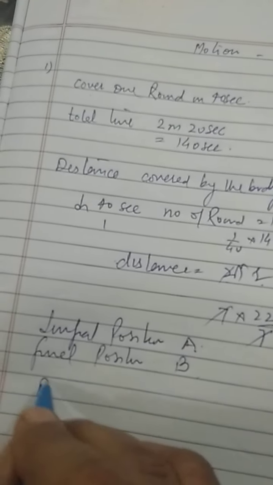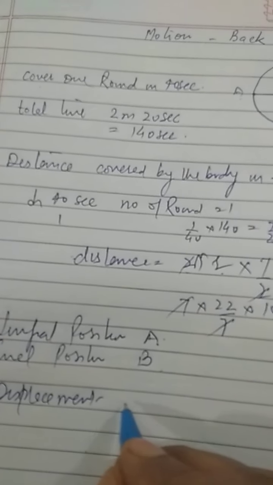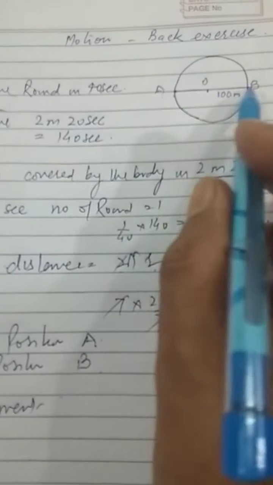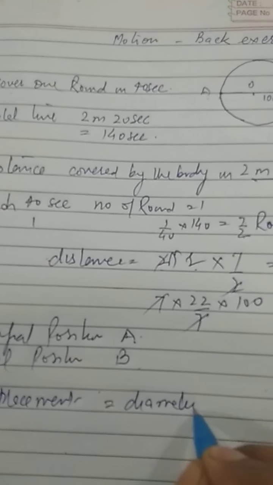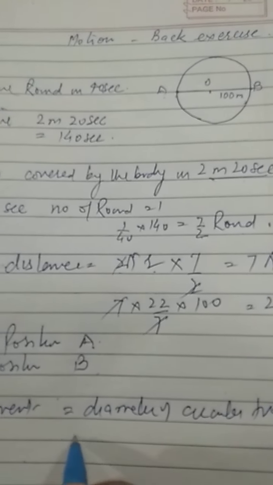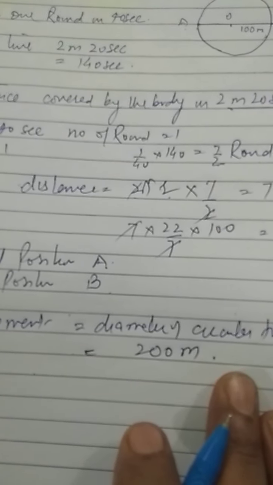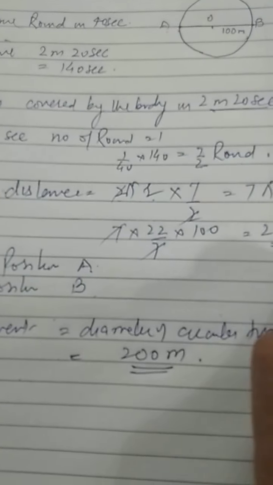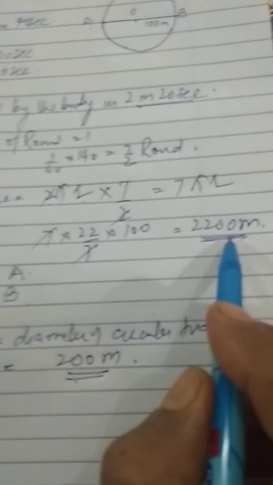So displacement is the minimum distance between the initial and the final position. That is, the displacement is the minimum distance between A and B. That is the diameter of the circular track, and the diameter of the circular track is given, that is 200 meters. So the displacement is 200 meters. So it's a very important question. This is the distance and displacement. Displacement is 200 meters and the distance covered by the body is 2200 meters.